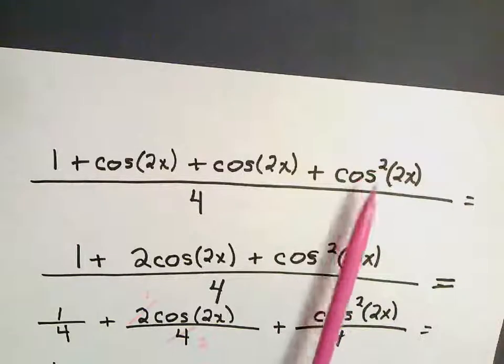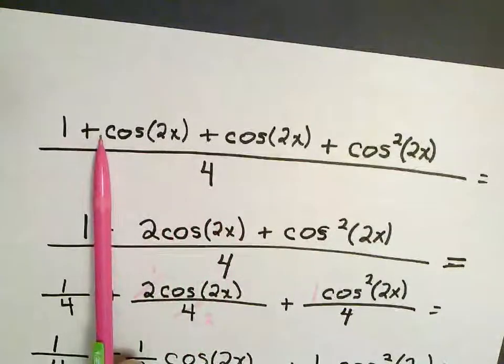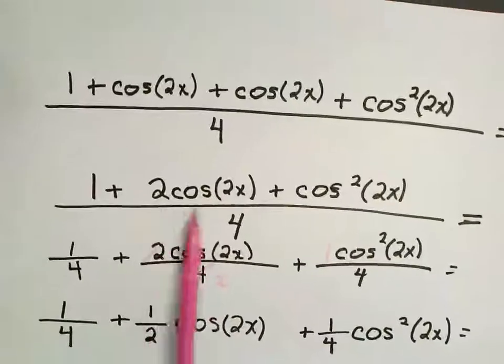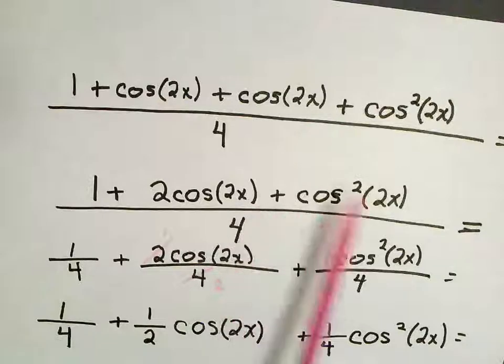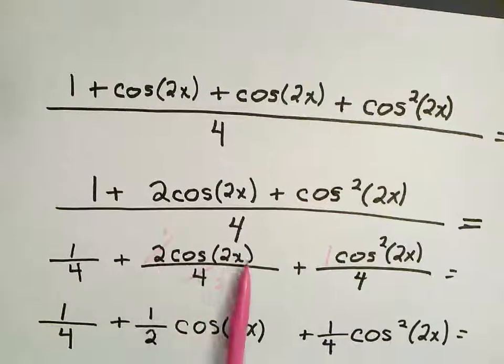Our last term is cosine squared of 2x. 2 times 2 is 4. Well, 1 cosine of 2x plus 1 cosine of 2x will give us 2 cosines of 2x. Then I bring down the other terms. I'm going to put each term in the numerator divided by the 4. So it's 1 over 4 plus 2 cosine of 2x over 4 plus cosine squared of 2x over 4.